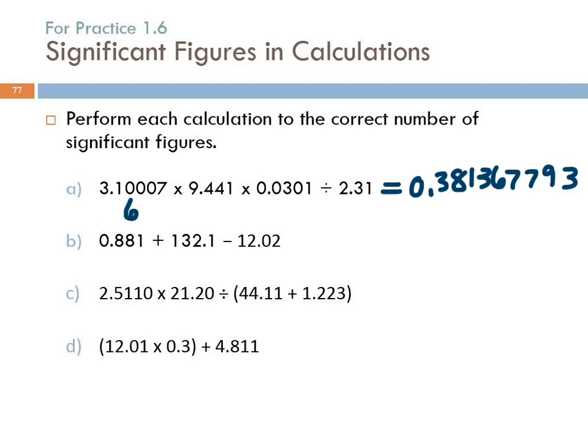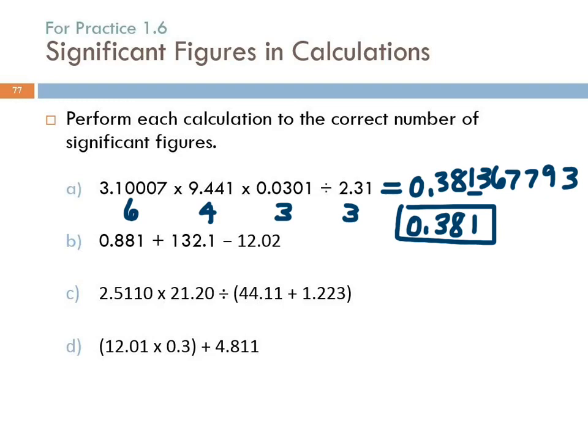And the next one is easy. There's no zeros. That one's got 4. How about 0.0301? That has 3. Leading zeros don't count. The trapped 0 counts. 2.31 also has 3. The smallest of those is 3, so I need to round this. I'm not going to count that 0 because leading zeros are not significant figures. I'm going to keep the 3, the 8, and the 1. And then I'm going to get rid of the 3. It's less than 5, so I round my answer to 0.381. Always good to write a box or circle around your final answer so we can find it.